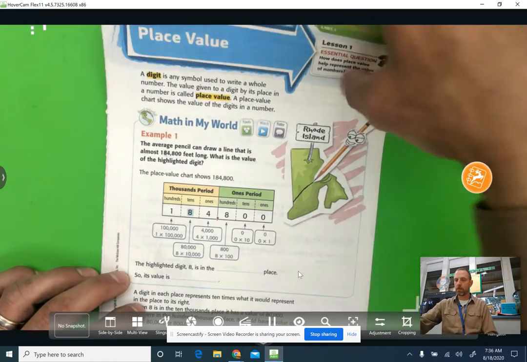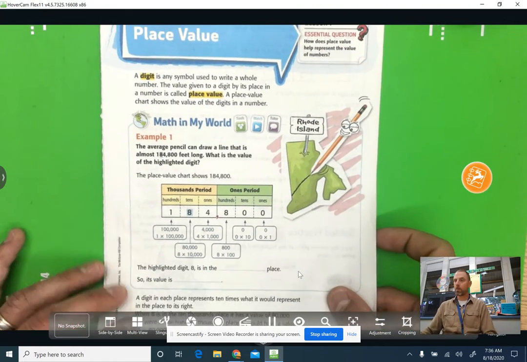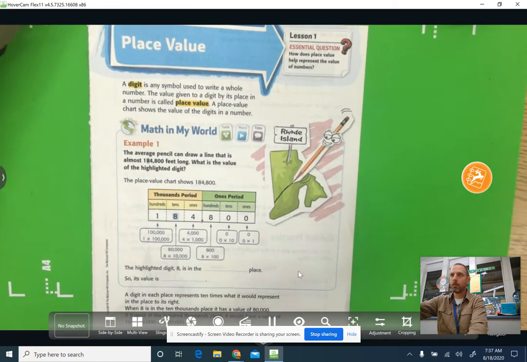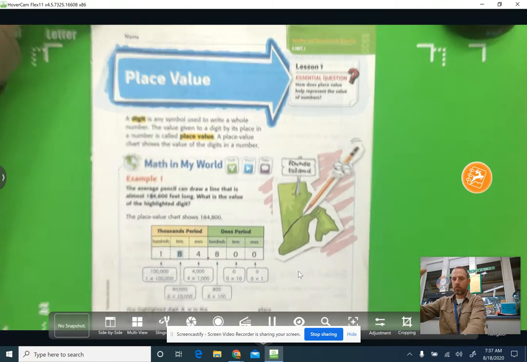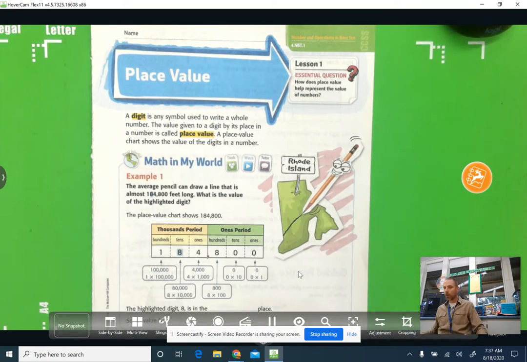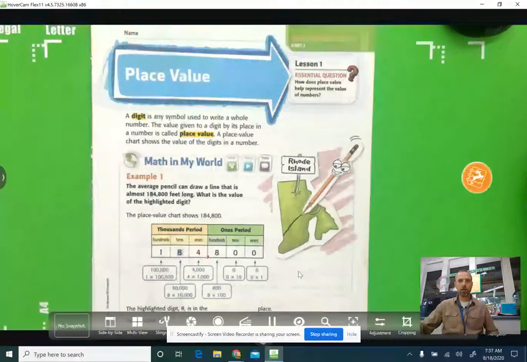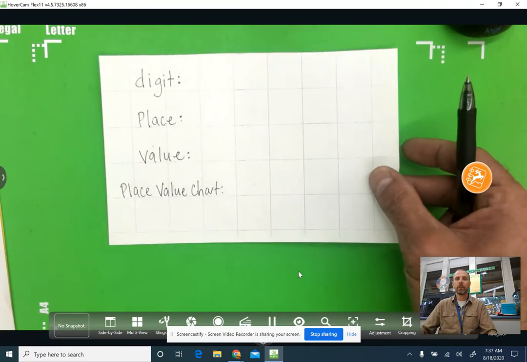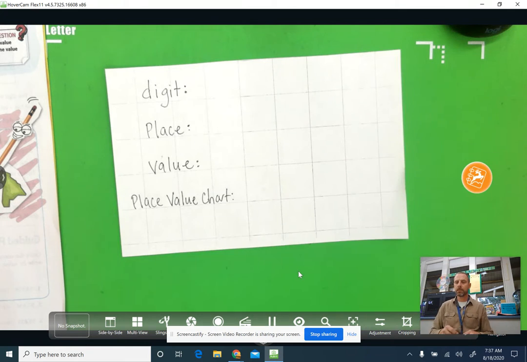All right. Today is a math lesson for chapter 1, lesson number 1, and we're working with place value. We are going to be looking at numbers and the digits that make up those numbers and what the value of those digits are. And so, one of the first things I want to go over is some of the vocabulary that's going to be necessary for success on this lesson.